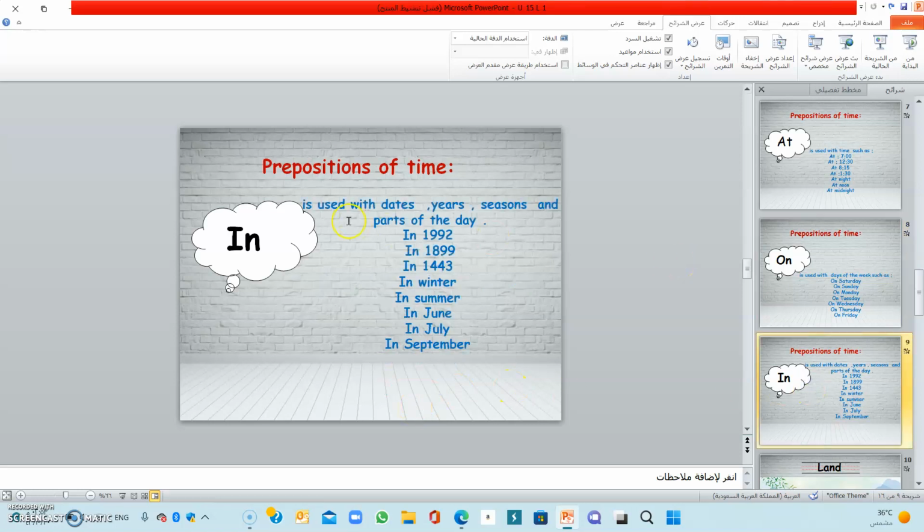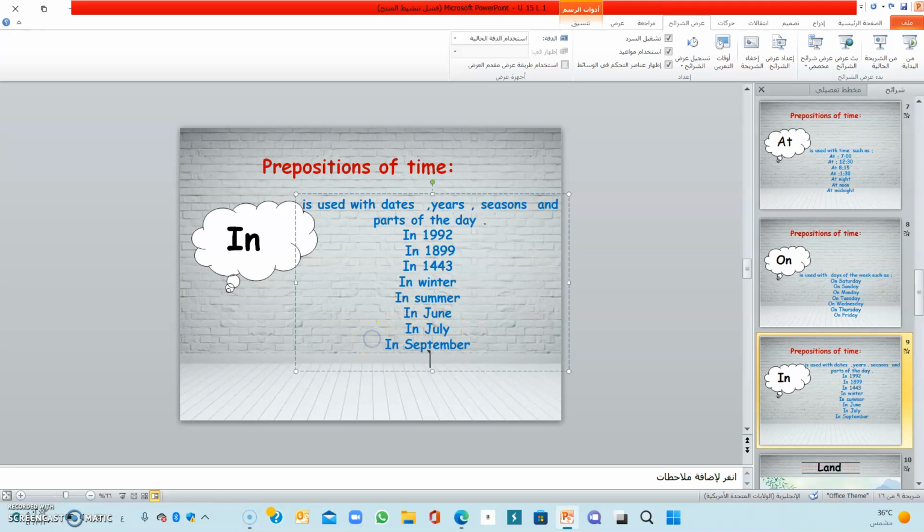What about in? In is used with dates, years, seasons, and parts of the day. For example, in 1992, in 1899, in 1443. Also with seasons like in winter, in summer, with months like in June, in July, in August, in September, in October, in November, in December.